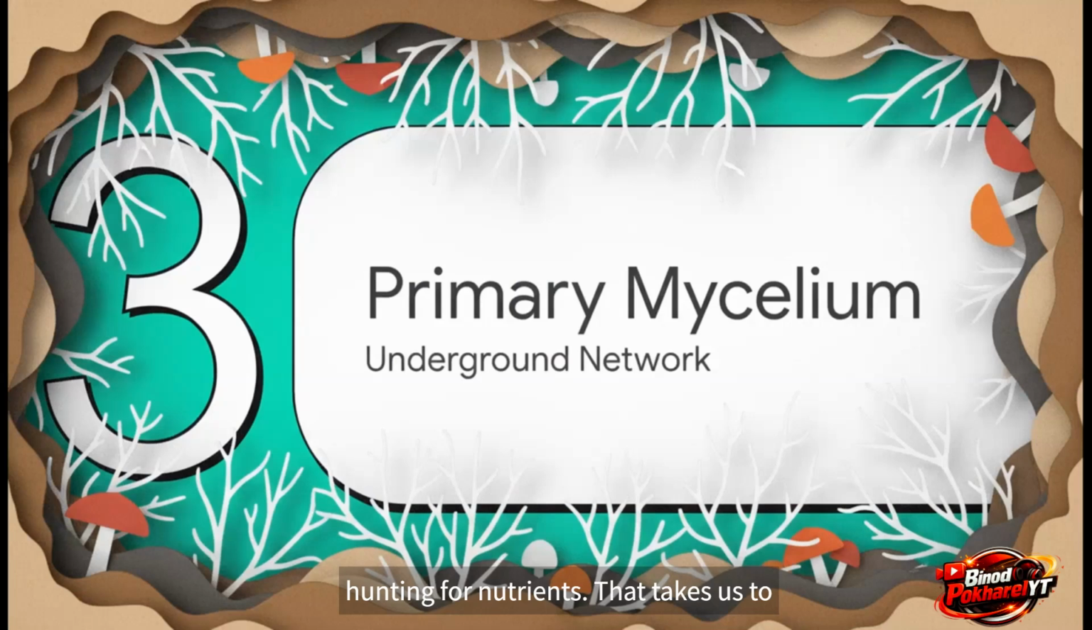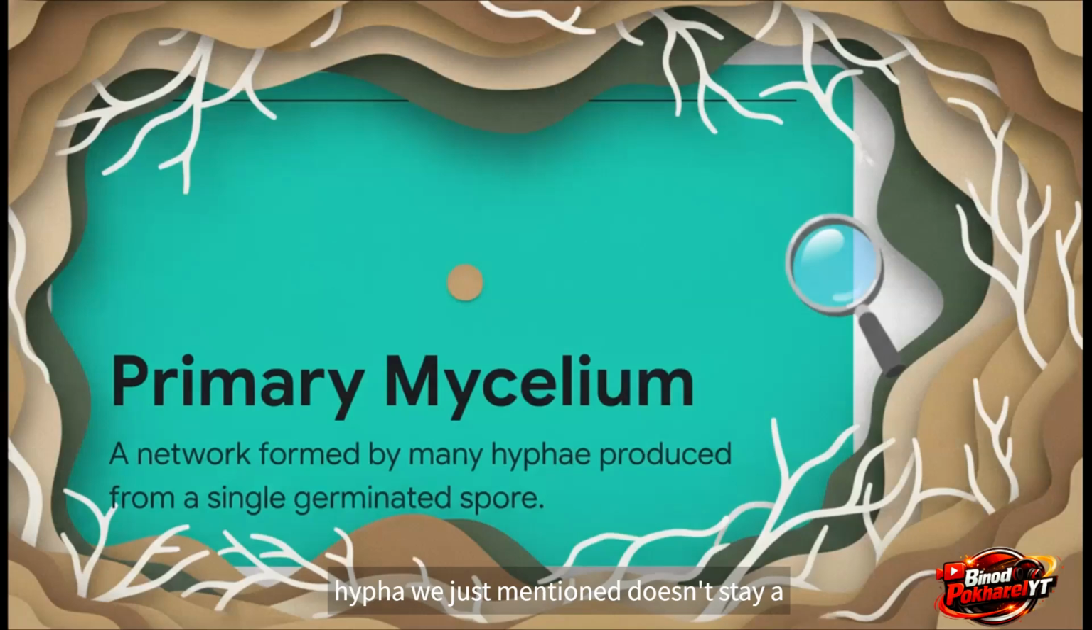That takes us to Step 3. Forming the primary mycelium, our underground network. You see, that single hypha we just mentioned doesn't stay a single thread for very long. As it consumes nutrients from its moist environment, it grows and it branches out, again and again. These branching threads stack and weave together to create this complex, web-like network in the soil.